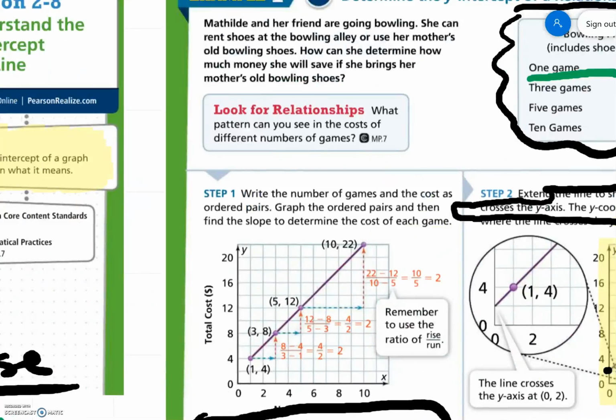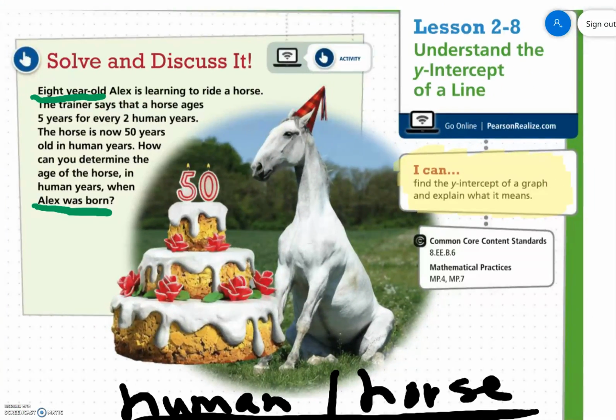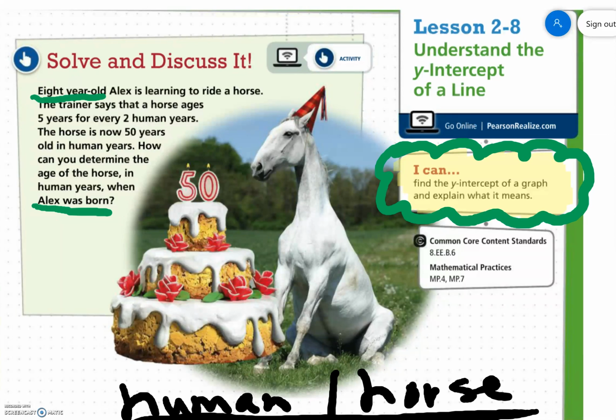All right, 8th grade, let's say it. I can find the y-intercept of a graph and explain what it means.